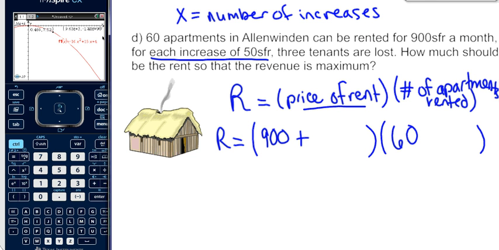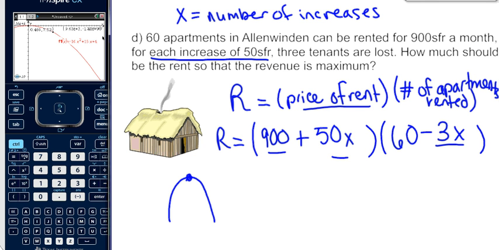Okay, so back to our price of rent. Price of rent is going to be 900 francs plus 50 times the amount of increases. So if there's 0 increase, the rent is 900 francs. The number of apartments rented, well, we're going to lose 3 for each increase. Okay, so we've got our quadratic function. Notice that when we multiply this out, when we FOIL this, the coefficient of x squared, when we multiply those two values, is going to be negative. So again, we've got an a that's negative. Our parabola is going to be opening downwards.